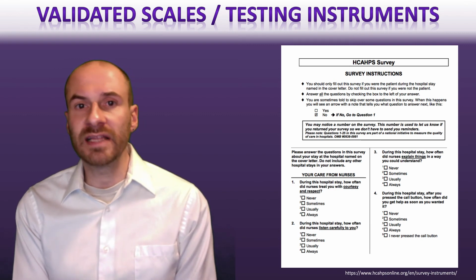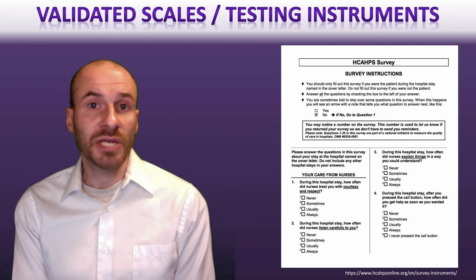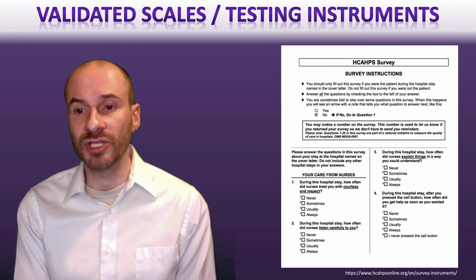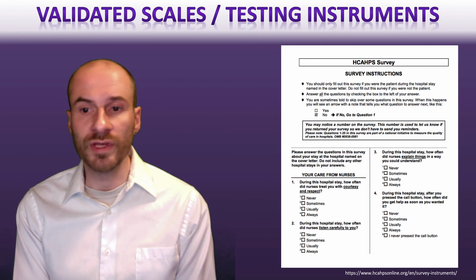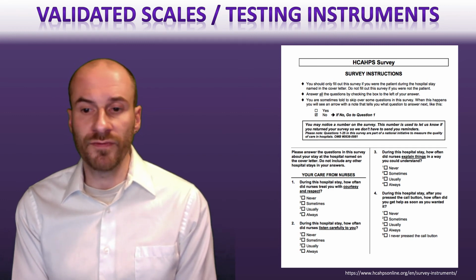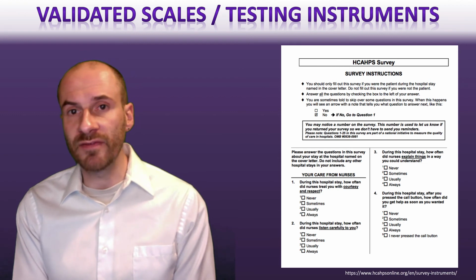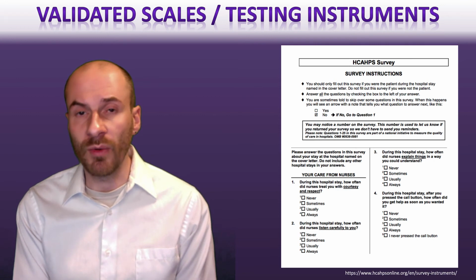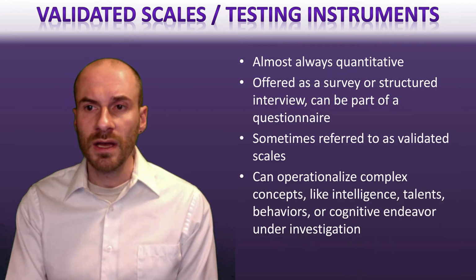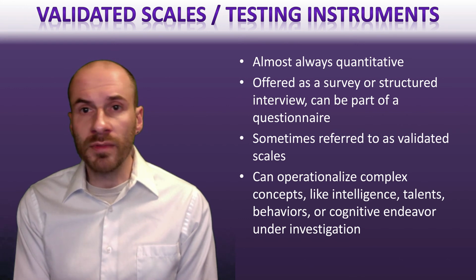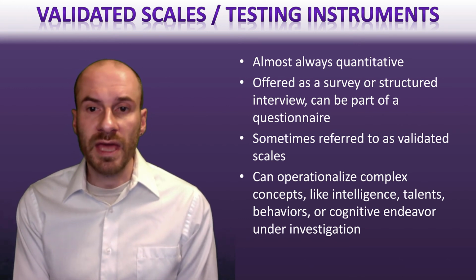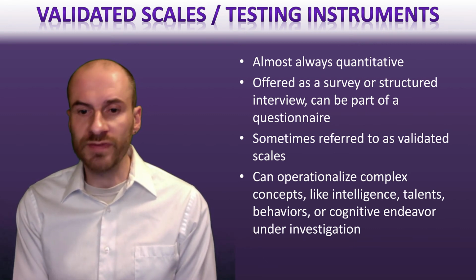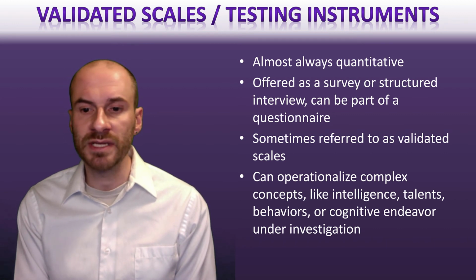Now, validated scales and testing instruments are actually pretty highly regarded when we're thinking about different types of health information and attitudinal research, right? Because they've been used in many different circumstances, there's a lot of information about them. They are typically very well respected. They're almost always quantitative. They are usually done as a survey. Again, referred to as validated scales or testing instruments.